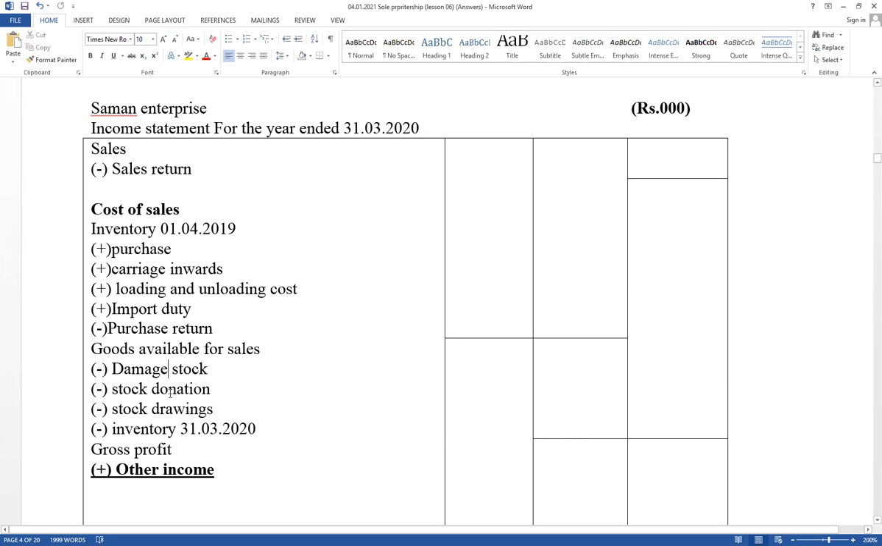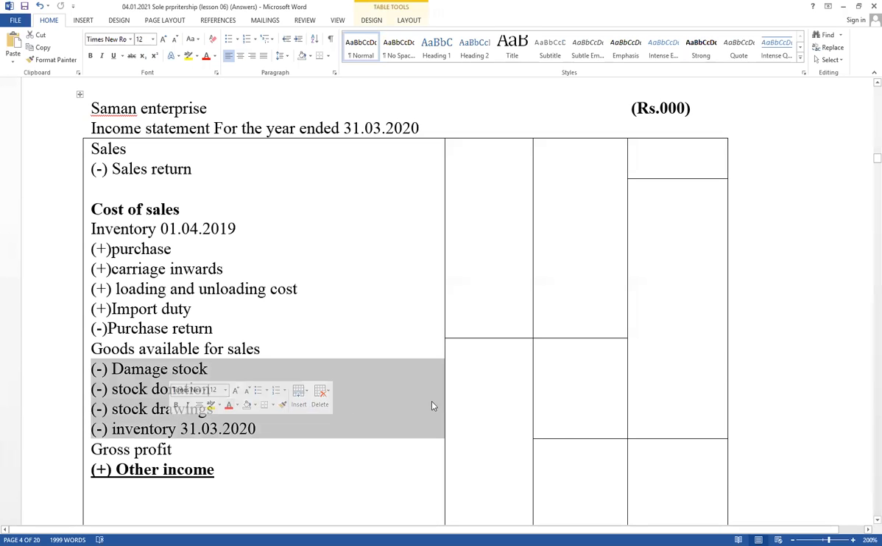This one is very important. We deduct these here only if those are given under additional information.